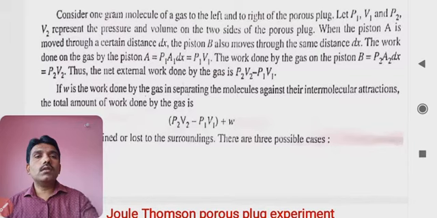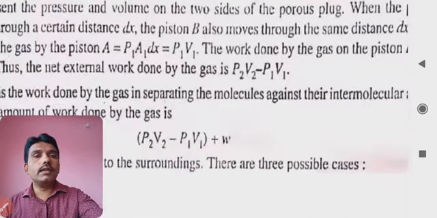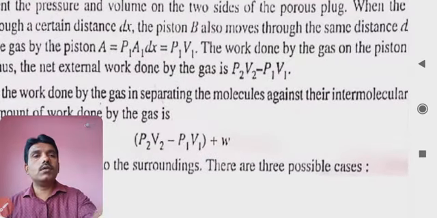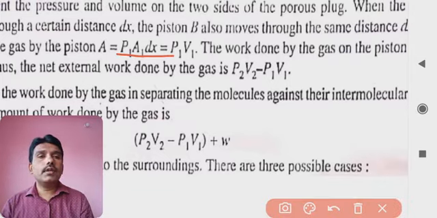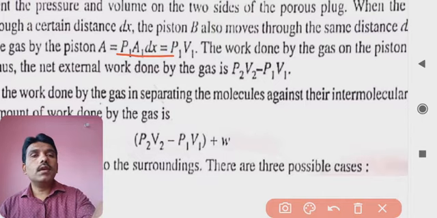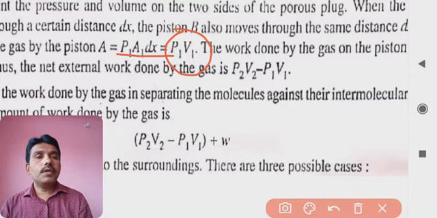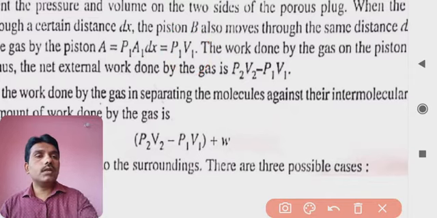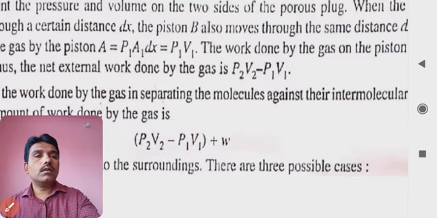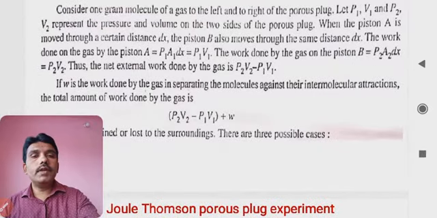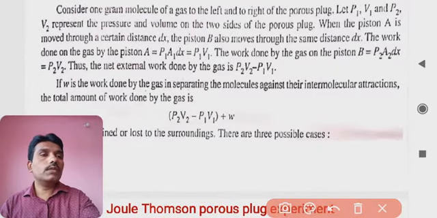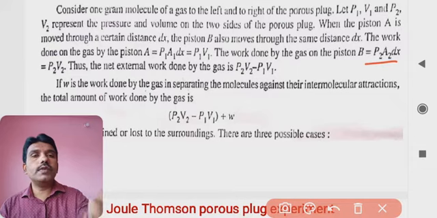The work done on the gas by the piston A at this stage, A side la je work done hoil, that work done is nothing but P1 A1 dx, or simply area into distance, that will be volume, and that's why this will be P1 V1. The work done at the left hand side. The work done by the gas on the right hand side, at the B side, piston B side, will definitely be P2 A2 dx, or in a simple way it is P2 V2.